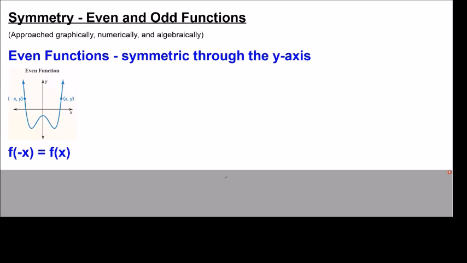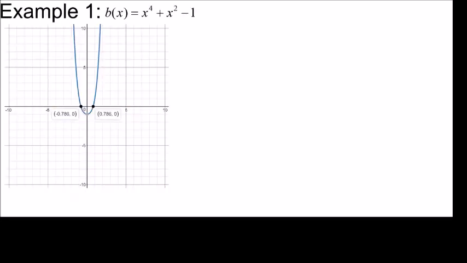Let's take a look at an example. Right here, I have the graph of this function called b of x. It's x to the fourth plus x squared minus 1. Now, if we look at the graph of it, you can see that both to the left and right side of the y-axis, we have a mirrored image of itself. If we took this graph and folded it in half, the right side would map itself onto the left. So this does look like an even function because there's symmetry through the y-axis.